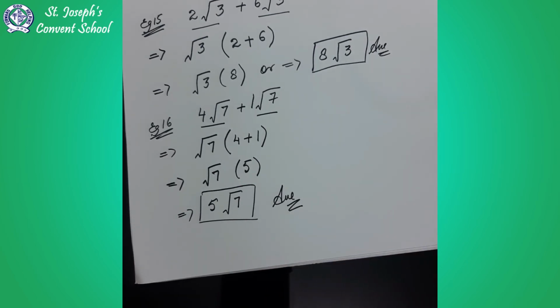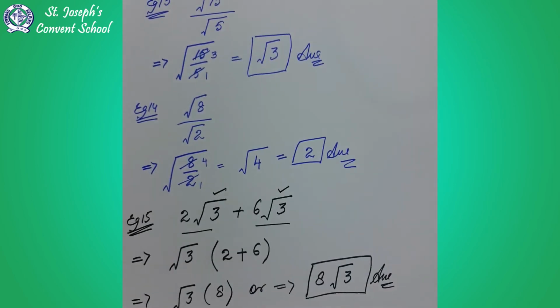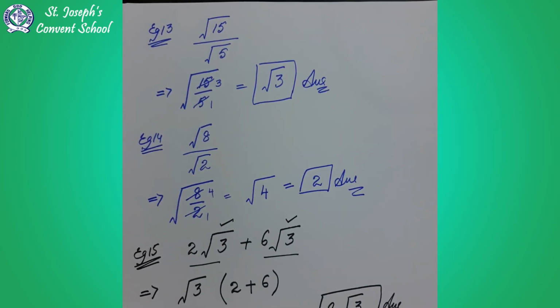Okay, so remember this: whenever the root is the same, only then can you add, because you take out the common term in the addition and subtraction. The rule is the same for both addition and subtraction. If the root sign is the same, then only you can add or subtract. Okay, let me give you the example of subtraction.